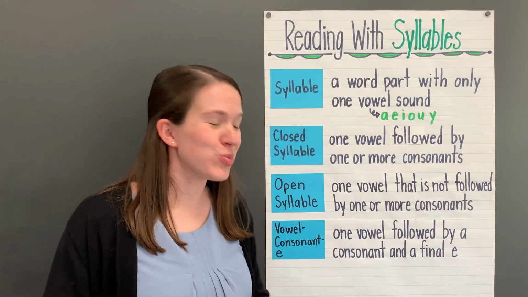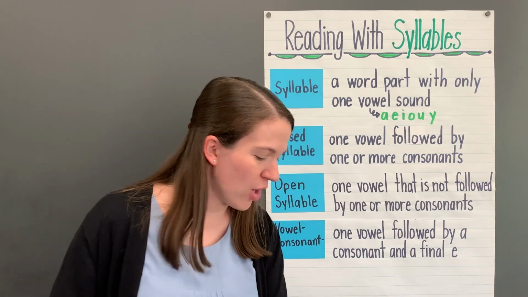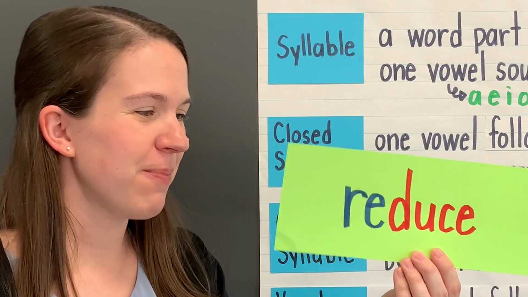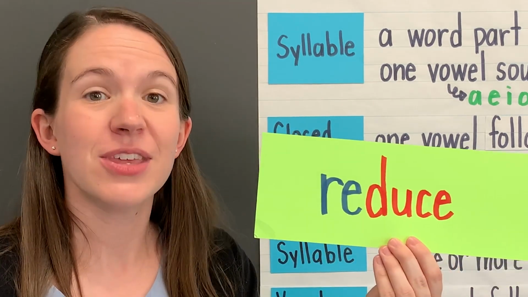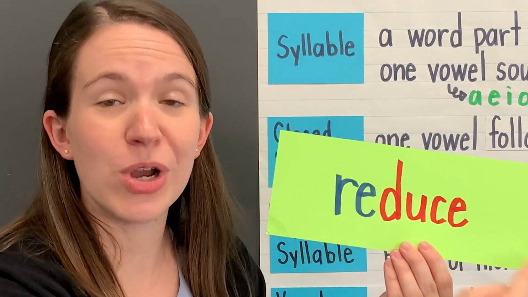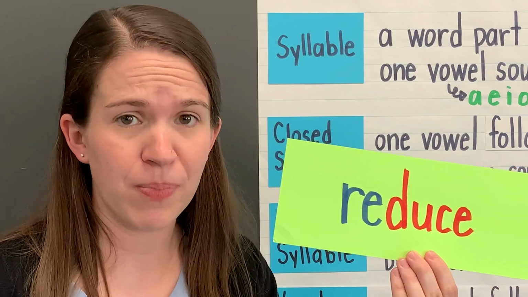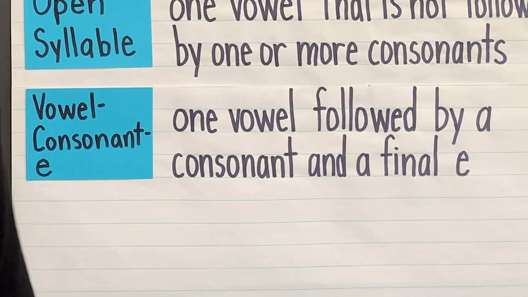Now, let's use what we've learned so far to find one of these syllables in a word. I have already split this word into syllables. Here's our first syllable, and here's our second syllable. This word is reduce. Read it with me. Reduce. Now look at the syllables that you see here. Which of these syllables is a vowel-consonant-e syllable?